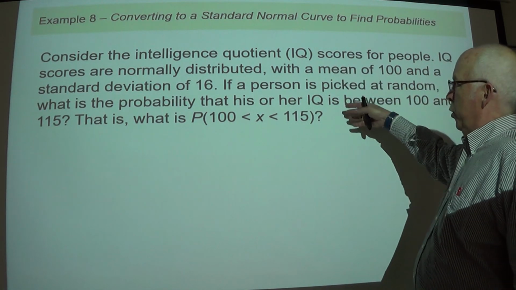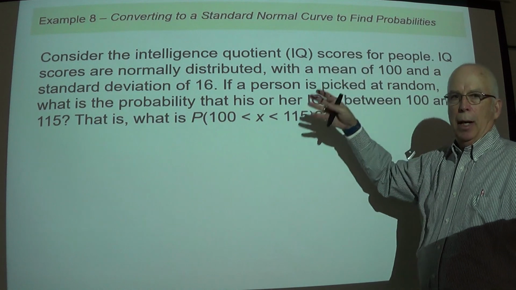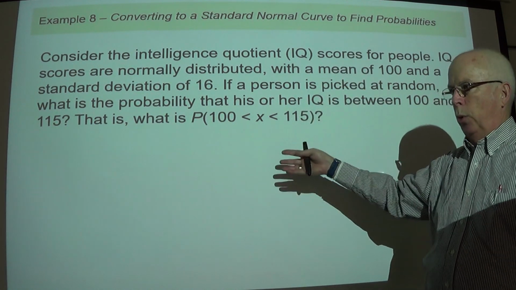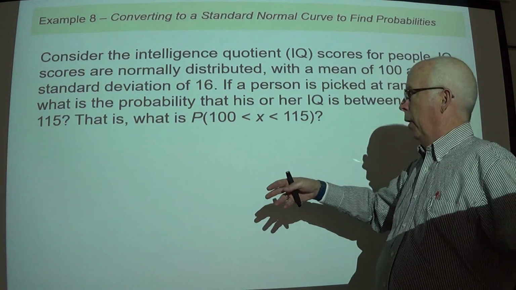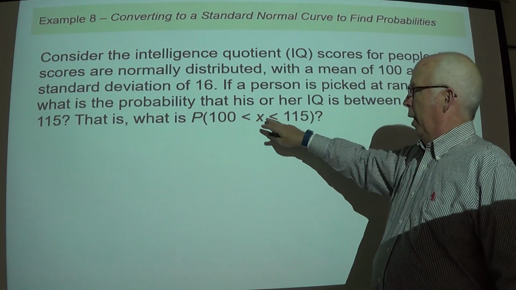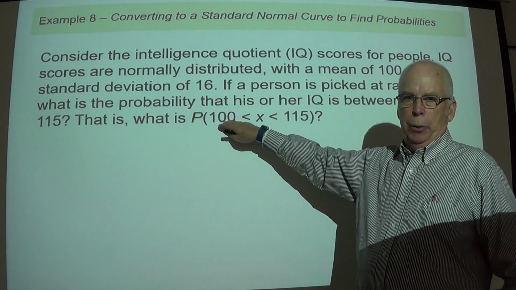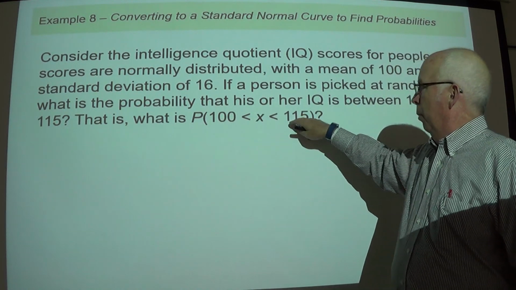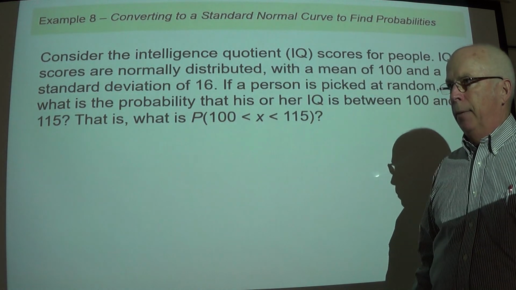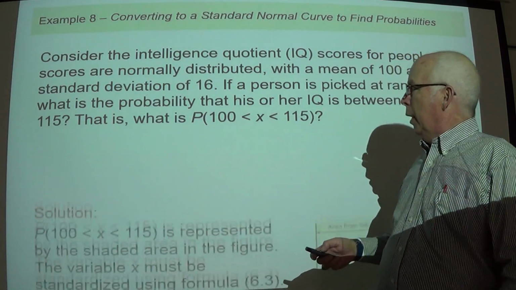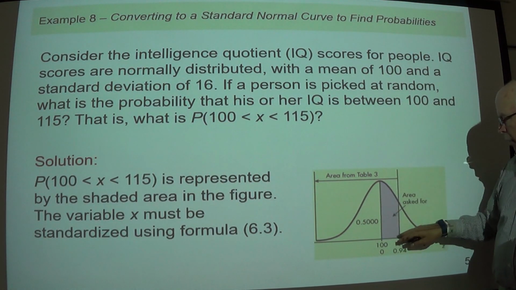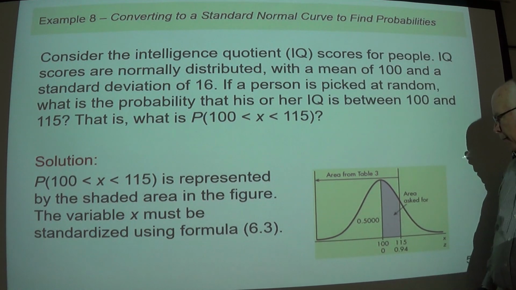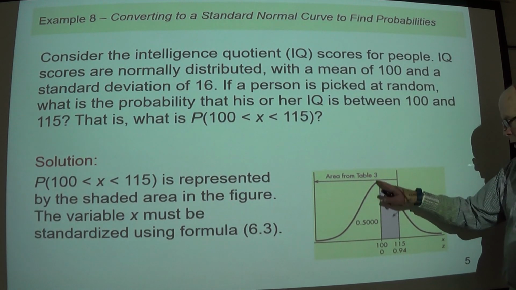So in this situation, it's going to ask you, if you pick someone out of your sample, what is the probability that person has an IQ of greater than 100 but less than 115. So we're going to have to actually calculate two z-scores. It's asking you for this purple or shaded area on the graph here, with 100 being the mean.